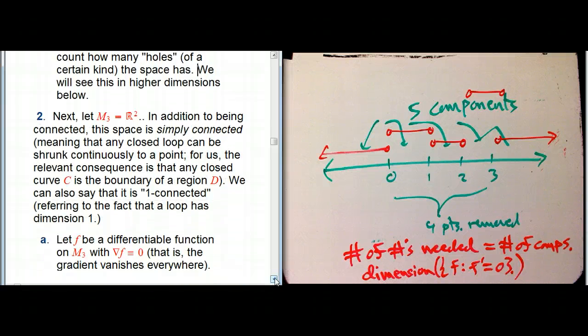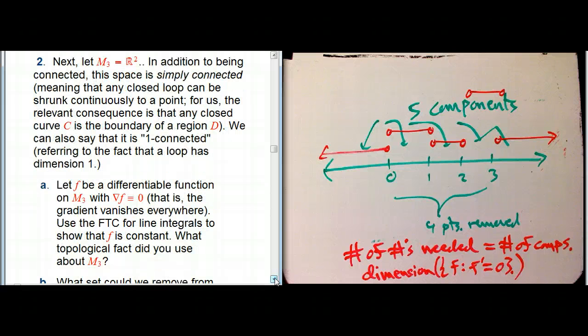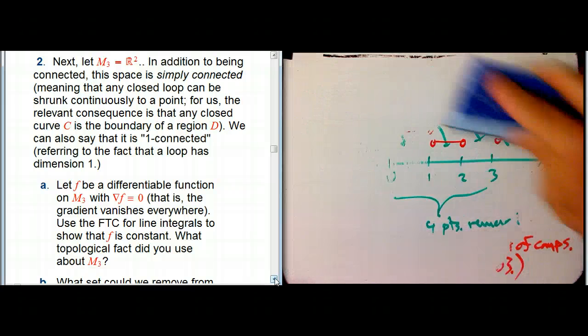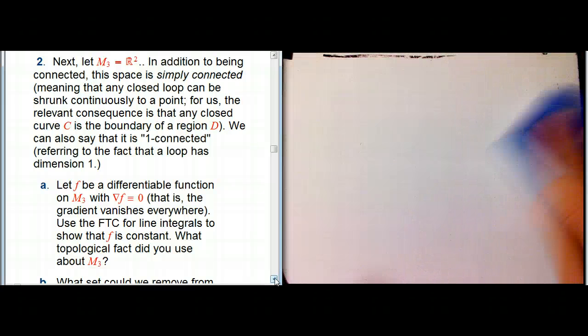Okay. Now we go to 2 dimensions. And the simplest 2-dimensional space, we won't mess with it yet. We'll just look at R2. Let's go back to green.